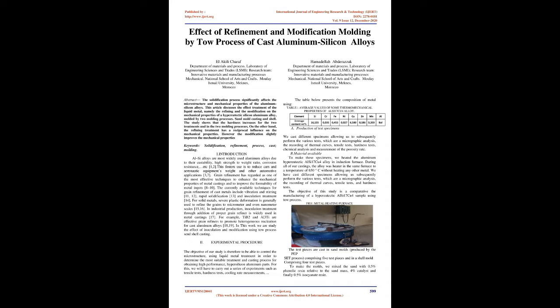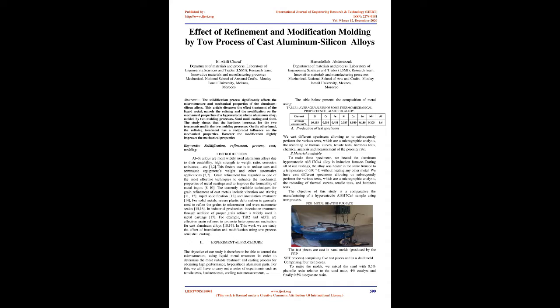8 to 10. The currently available techniques for grain refinement of cast metals include vibration and stirring, 11, 12, rapid solidification, 13, and inoculation treatment, 14. For solid metals, severe plastic deformation is generally used to refine the grains to micrometer and even nanometer scales. 15, 16. In industrial production, inoculation treatment through addition of a proper grain refiner is widely used in metal castings.